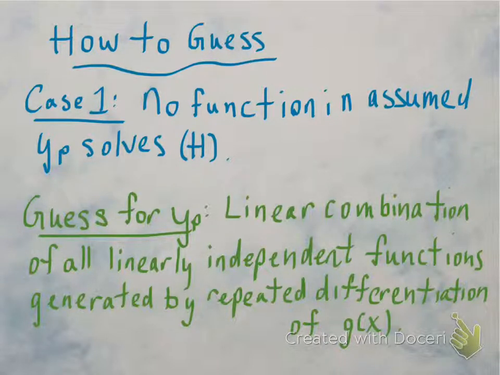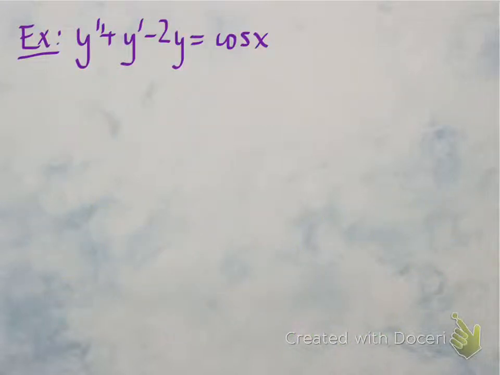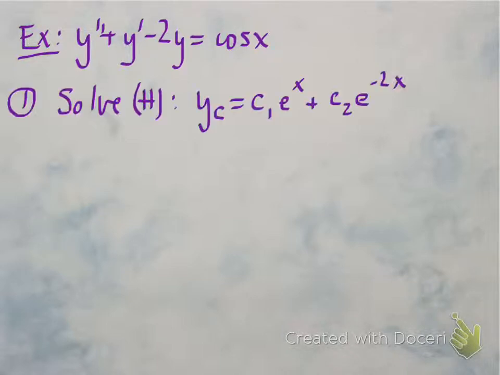So let's see an example of how that works. I should say the previous example was also an example of this case. So let's see an additional example. I have the non-homogeneous linear differential equation, y double prime plus y prime minus 2y equals cosine of x. Step 1, solve the corresponding HLEC. I'll assume you can do that, and you get that the complementary solution is c1 e to the x plus c2 e to the minus 2x.